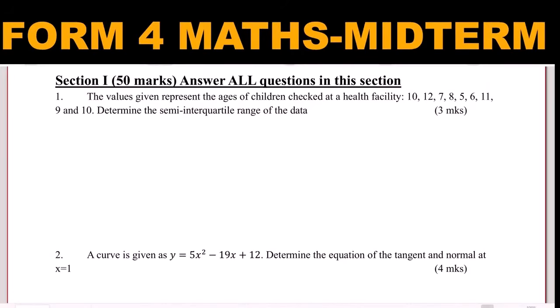Question number 1 in section 1. The values given represent the ages of children checked at a health facility: 10, 12, 7, 8, 5, 6, 11, 9, and 10. Determine the semi-interquartile range of the data. The first thing you're supposed to do is to identify which type of data this is. This is ungrouped data.